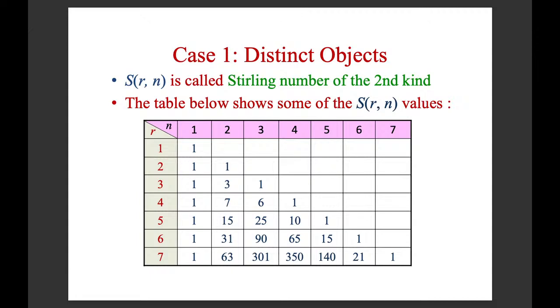Okay, S(r,n) itself is called the Stirling number of the second kind. And this table actually gives us some of the values of S(r,n). And S(r,n) follows a very nice recurrence relation. So let's make it into your next homework. So you will see how you can express S(r,n) based on the previous terms. It is very similar to the Pascal triangle, but with a different formula.